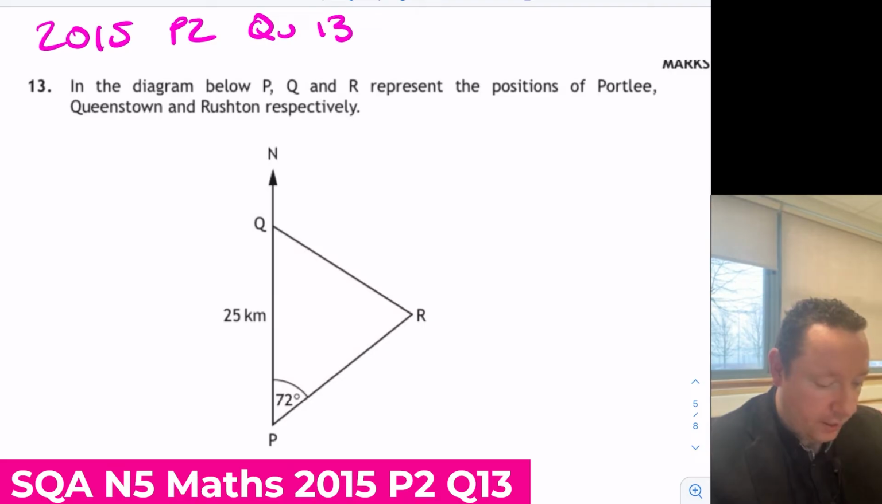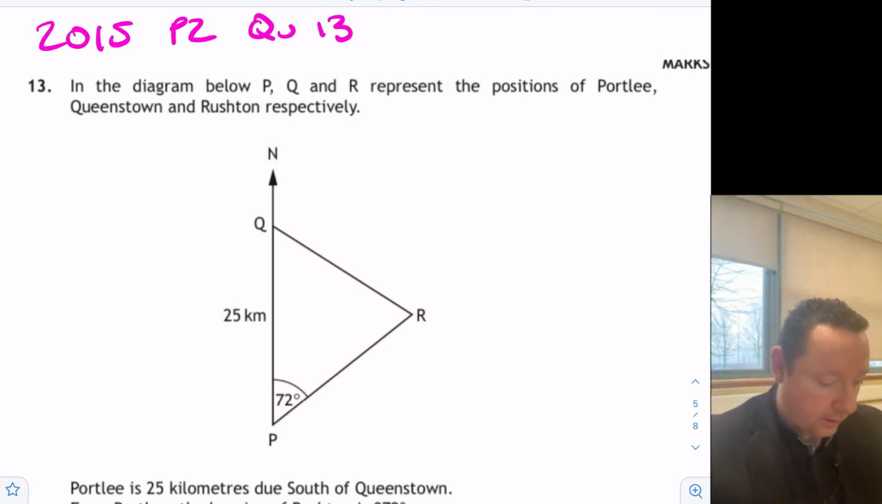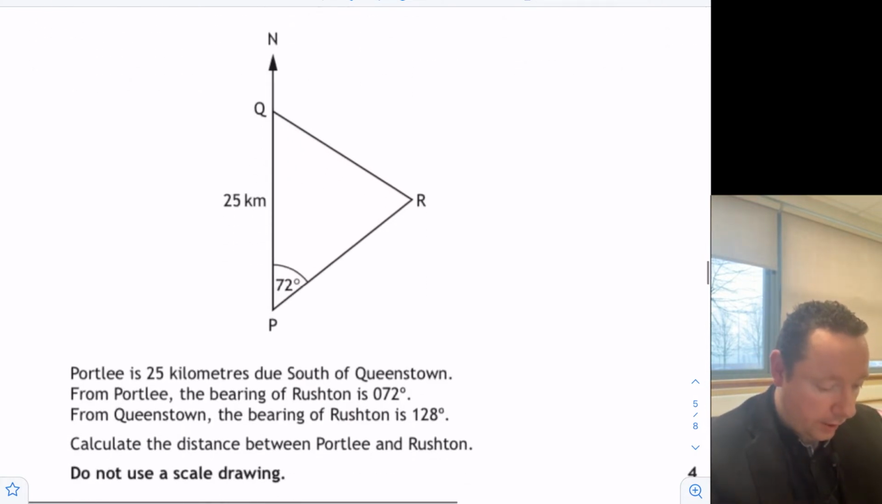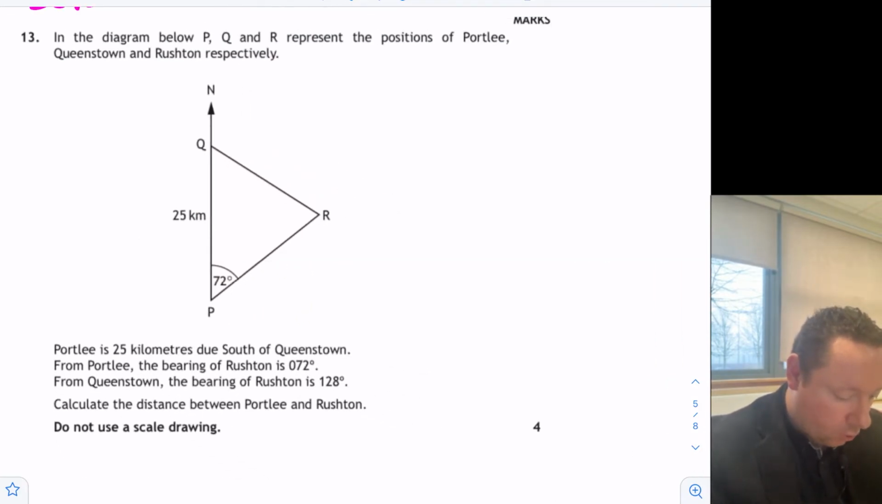In the diagram below, P, Q and R represent the positions of Portlee, Queenstown and Rushton. It says Portlee is 25 kilometres due south of Queenstown, which we've drawn for us. It says that Portlee is on a bearing of 72 degrees from Rushton. Well, there's a north line, so we've drawn the 72. And it says, from Queenstown, the bearing of Rushton is 128 degrees. Calculate the distance between Portlee and Rushton.